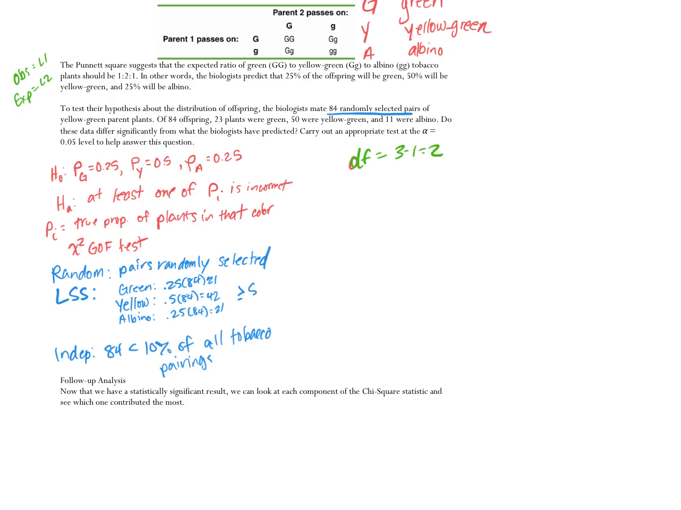I go down, I hit calculate. So I can see my chi-squared value is 6.47. My p-value is 0.039. For green, my contribution was 0.19. Yellow-green, it was 1.52. And albino, it was 4.76.